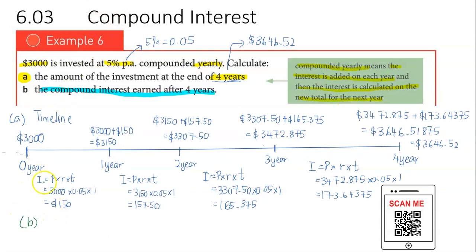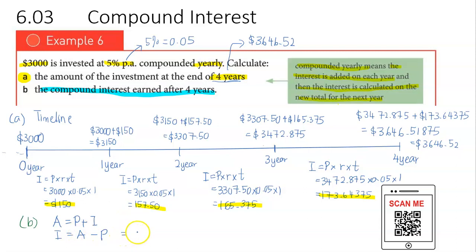For part B, you can use the interest value for every year. So I highlight for you. First year, second year, third year, and 4th year value, you add up together. Or you can use this formula over here. Remember that there's one formula you learned in the previous chapter: amount equals to principal plus interest value. So you just rearrange this equation to become interest equals to amount minus the principal.